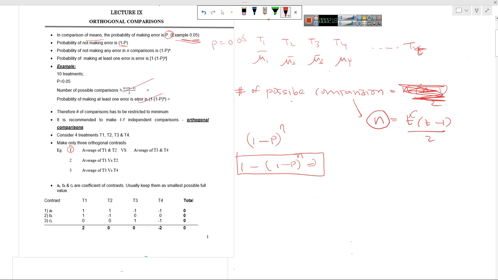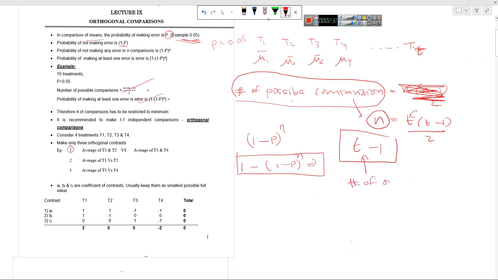Now these are the number of possible comparisons, but we will study orthogonal comparisons. If we have t number of treatments, then the number of orthogonal comparisons will be t minus 1. Now I will explain how you can write these orthogonal comparisons. Let me erase all this stuff.